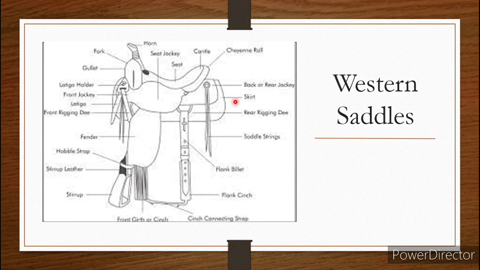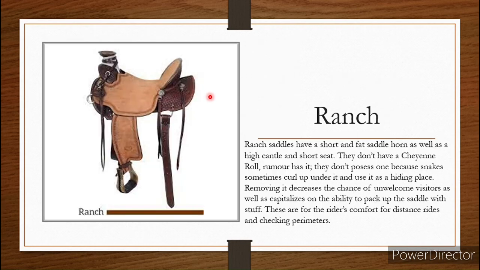But the ones that we really want to focus on, of course, is your cantle. Remember, always focus on the cantle. Cantles are great. The fork and the skirt, that's kind of what we're going to be focusing most on. And the Cheyenne roll, because right off the start, ranch saddles have a very short and flat saddle horn, as well as a high cantle and a very short seat.